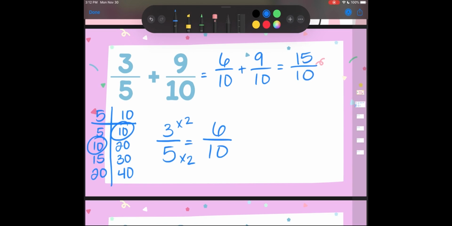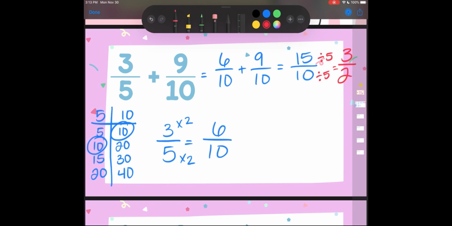And now I can just add my numerators. So 6 plus 9 is 15, and I end up with 15/10. Now, this looks great, but we can still simplify this a couple of different ways, right? I know that 15 and 10 are both multiples of 5, right? So I can simplify by dividing both of my numbers by 5. 15 divided by 5 is 3. 10 divided by 5 is 2.